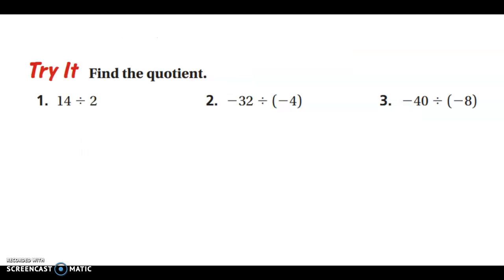Let's find the quotients. 14 divided by 2. That gives me 7. 2 positives. Negative 32 divided by negative 4. They both have the same sign. 32 divided by 4 gives me 8. Then number 3, negative 40 divided by negative 8. They both have the same sign. 40 divided by 8, 5.